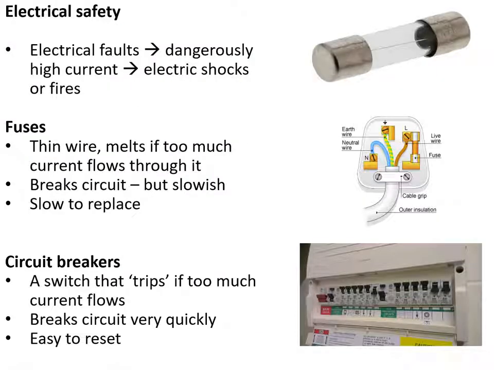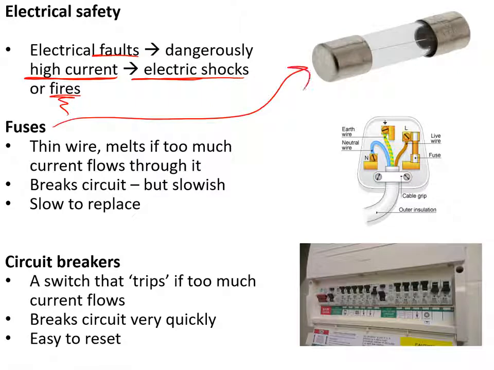When our electrical equipment develops faults, it can lead to dangerously high amounts of current that can either cause electric shocks if you touch it, which can be fatal, or it can lead to fires if it gets too hot. To protect against this, our plugs have fuses in them. The fuse has a thin metal wire in it, and when too much current flows through the wire, it gets too hot and melts, and that breaks the circuit. The advantage of this is it keeps us safe. The disadvantage is it can be quite slow to happen, so it's not instantaneous, and you then have to replace them, which is a bit of a faff.